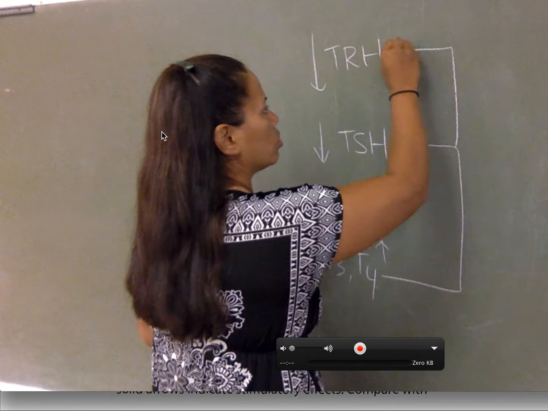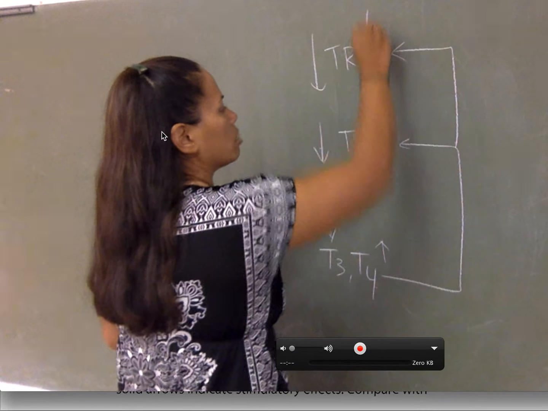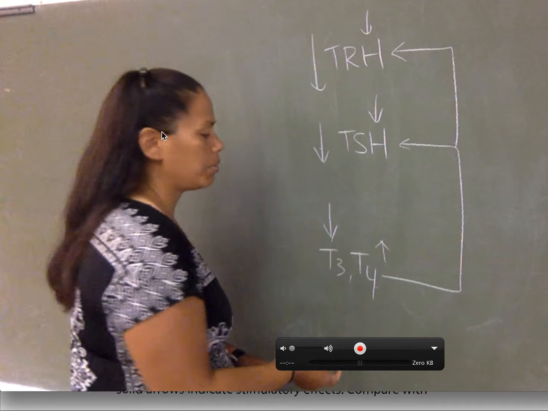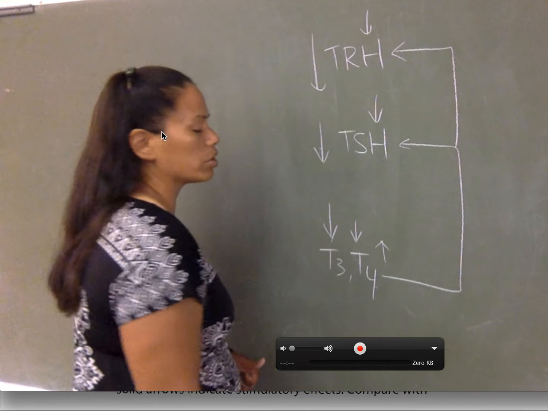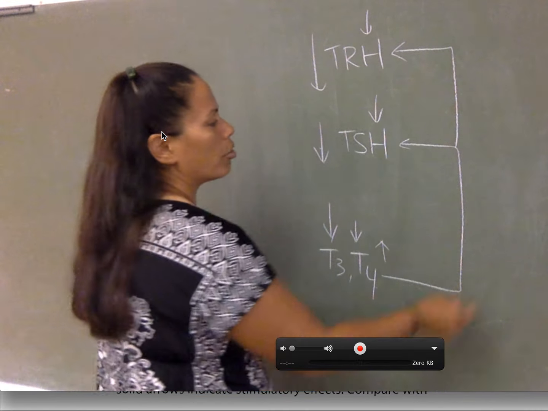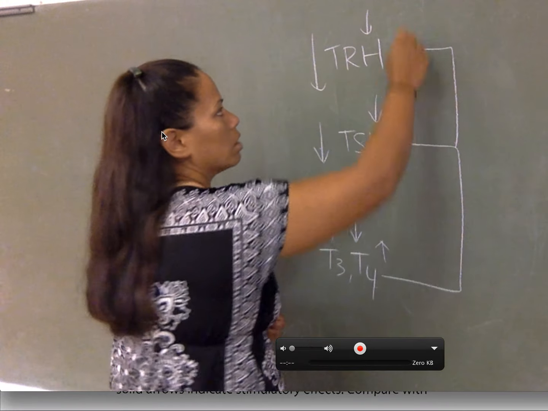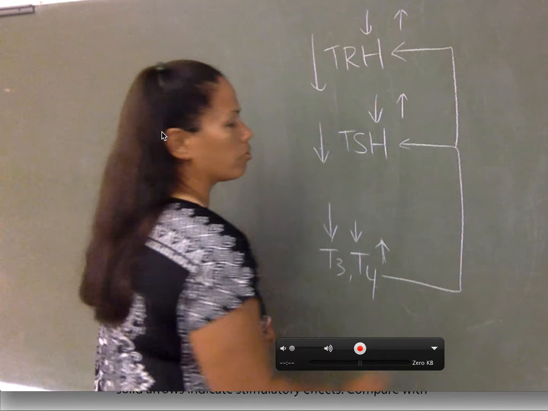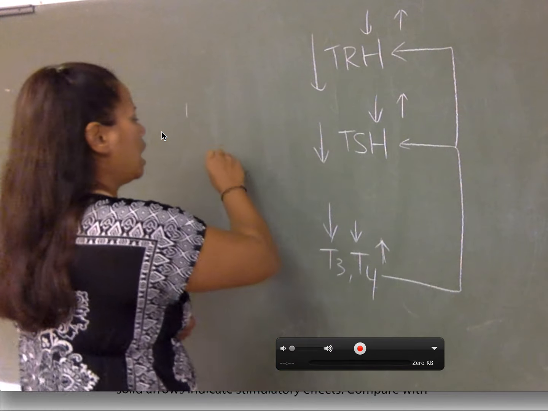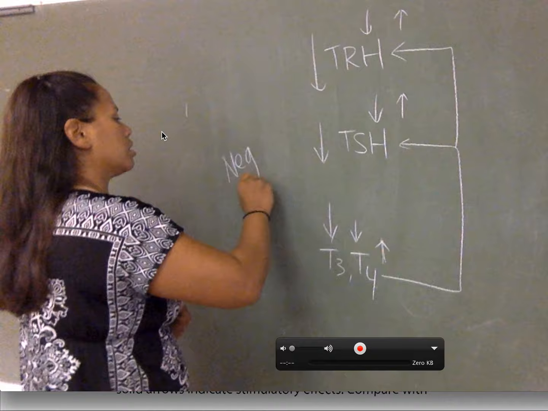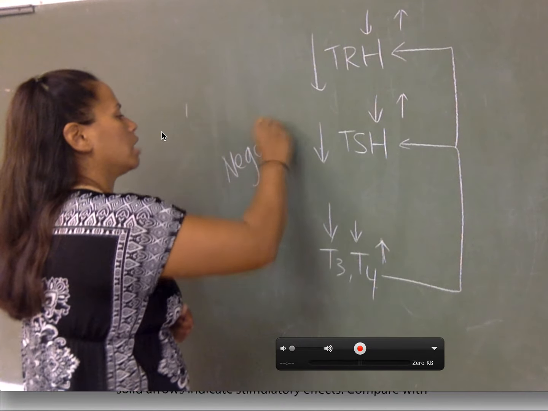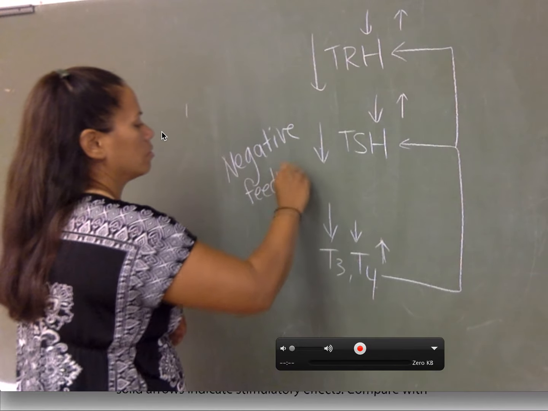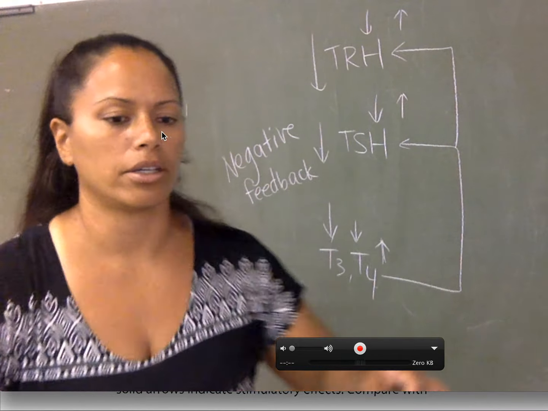So I want to do a negative feedback, decrease TRH, decrease TSH, and what should happen is that T3 and T4 should go down. If they go down, what happens to TSH and TRH? They're going to go up. So the cycle continues over and over again, and this entire pathway is called negative feedback. Got it? Good. Moving on.